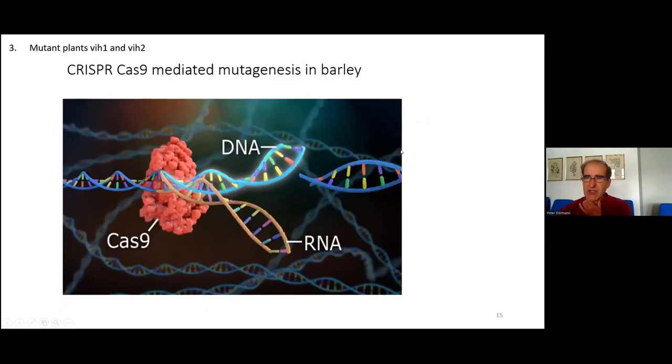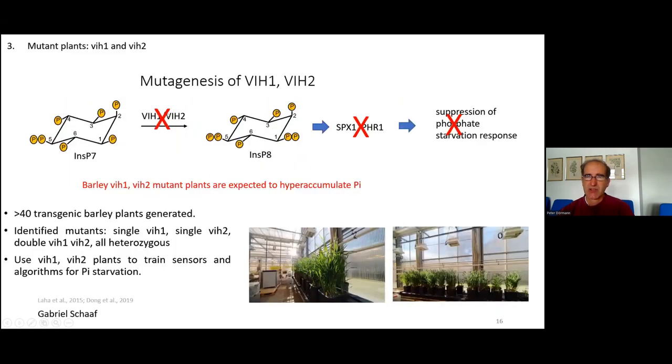Okay, I then come to the VH1, VH2 story. We have established barley transformation in the lab, which is not so trivial, and using this method to knock out genes, targeted knockout by the CRISPR-Cas system that you have probably heard of in the media, where you can, at specific position in the genome, introduce mutations. And we do this for this very important pathway, the VH1, VH2 enzymes.